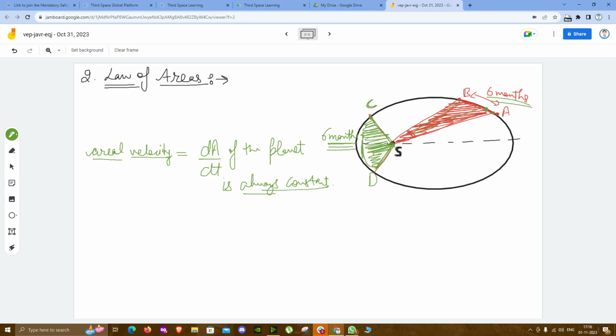Yeah, so this is what the law of areas is all about. You can write down what I told you just now: the line joining the sun and the planet sweeps equal area in equal intervals of time. Mathematically, dA by dt, that is the areal velocity, is constant.